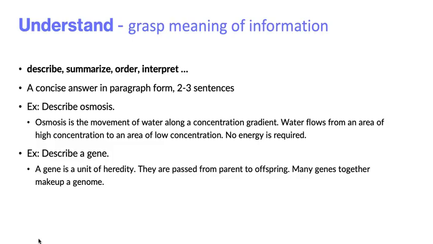A second example, describe a gene. A gene is a unit of heredity. They are passed from parent to offspring. Many genes together make up a genome. These are 2 examples of good answers to understanding questions, a concise answer in paragraph form that is 2 to 3 sentences long.